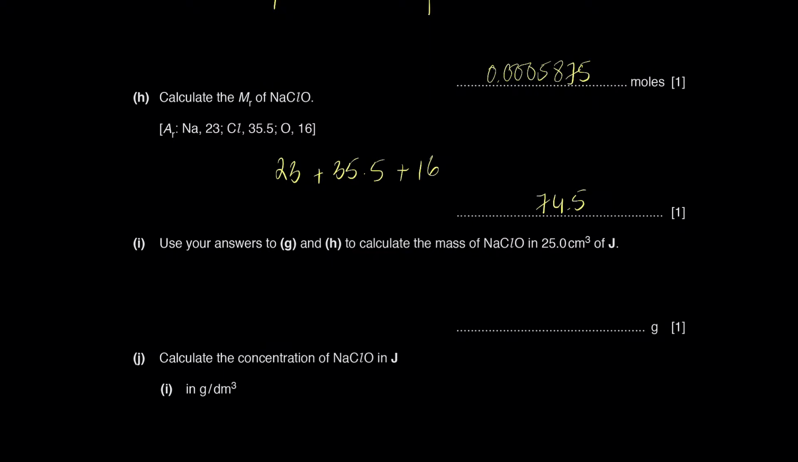Use your answer to calculate the mass. The mass will be the moles times the MR, which are 0.0005875 times 74.5. And if I put this in my calculator, 0.04376, I'll go with 0.438, 3 significant figures. Am I right?